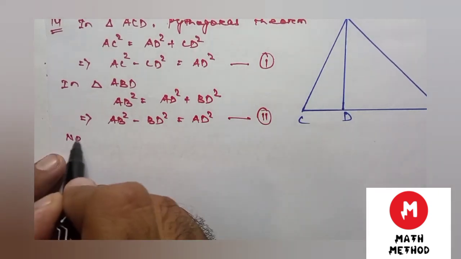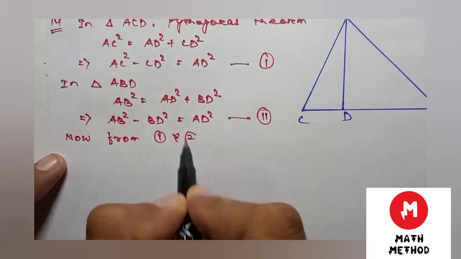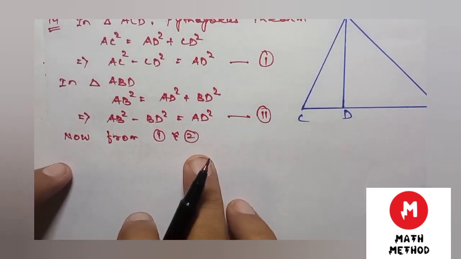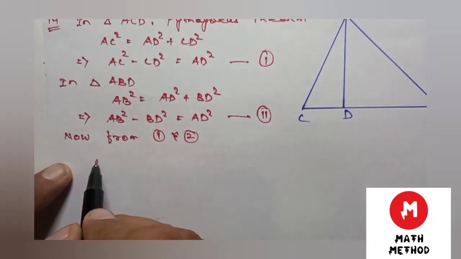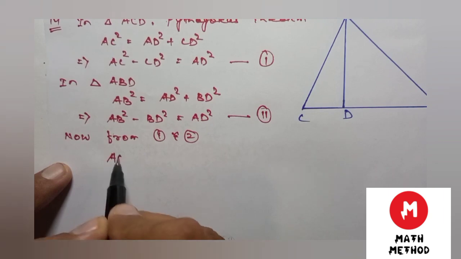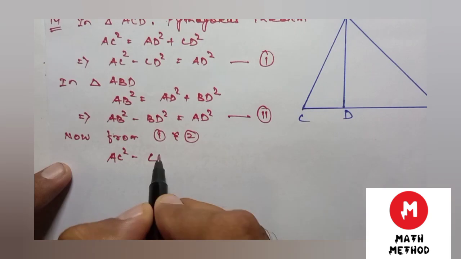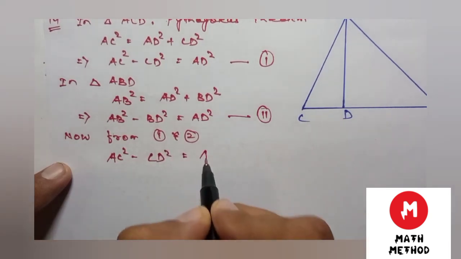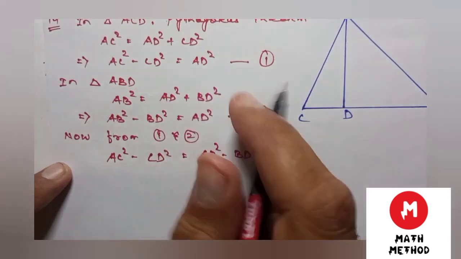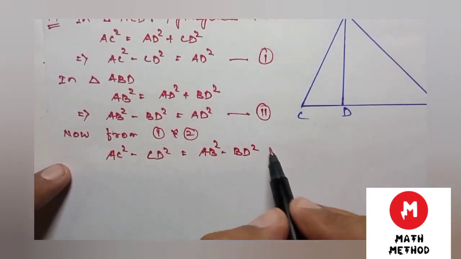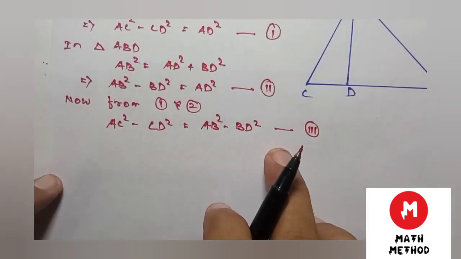Now from 1 and 2 we will get AC square minus CD square is equal to AB square minus BD square, because the RHS are the same in equations 1 and 2. Let this be our equation number 3. We got equation number 3 from 1 and 2.